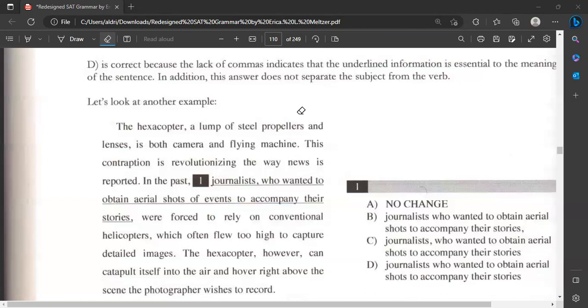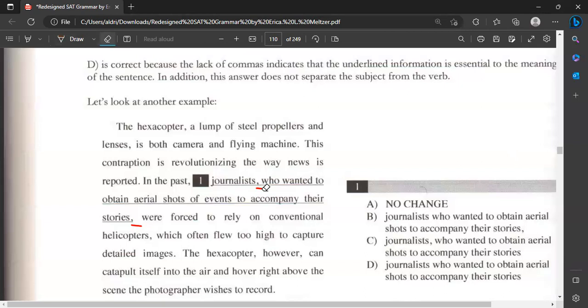And then even if we take out the other part, journalists were forced to rely on conventional stories. If the non-essential clause is starting from here, let me just draw the comma, from here up to here, it means we are referring to all journalists, right? Which is not true, right?